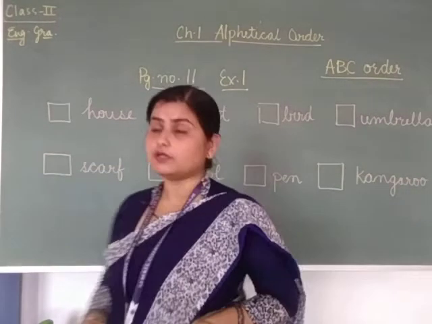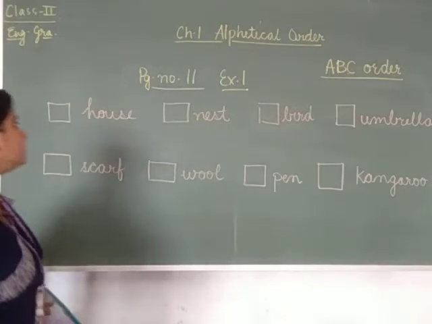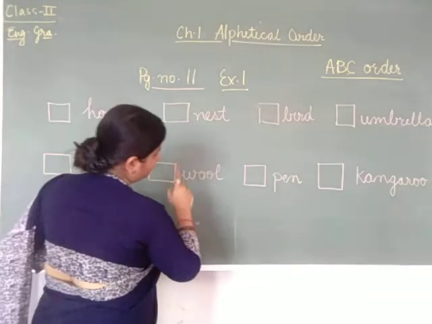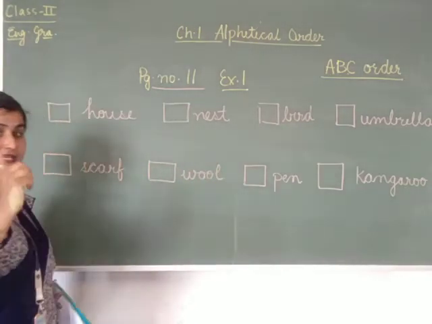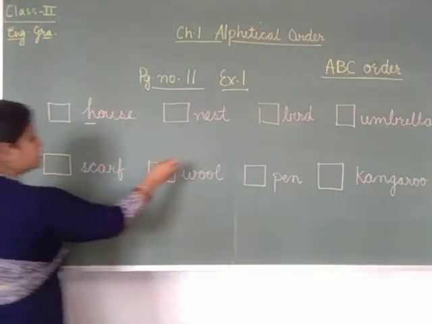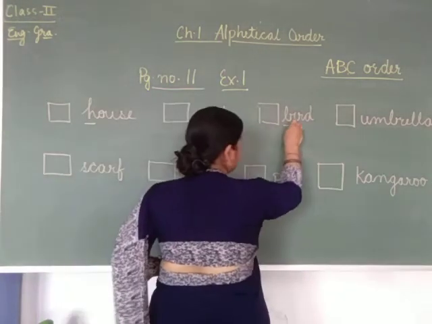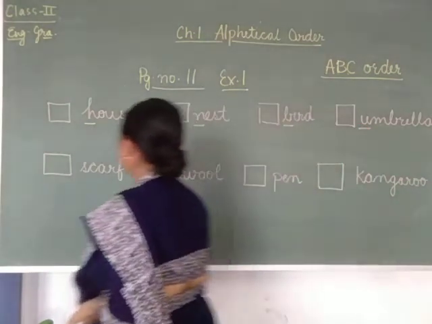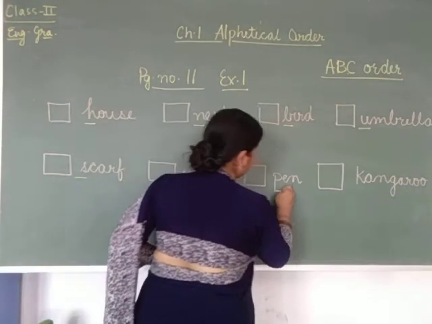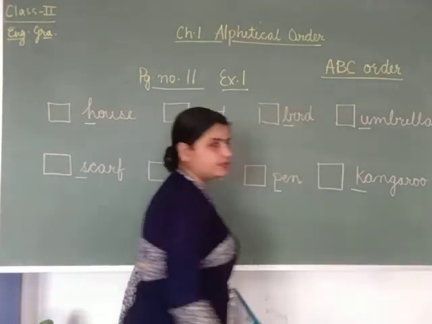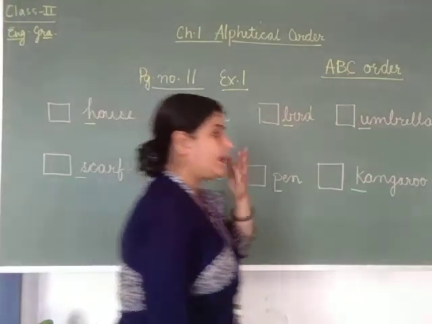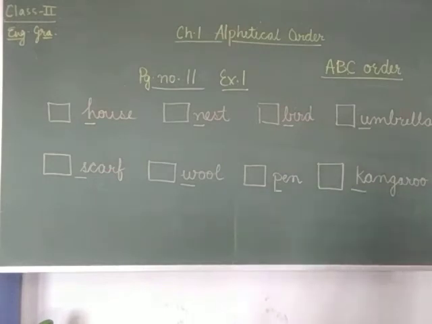What is the first rule? The first step is to read the words. So I am reading out the words: house, nest, bird, umbrella, scarf, job, wool, pen and kangaroo. The second step is to mark the first letter. H for house, N for nest, B for bird, U for umbrella, S for scarf, W for wool, P for pen, K for kangaroo.